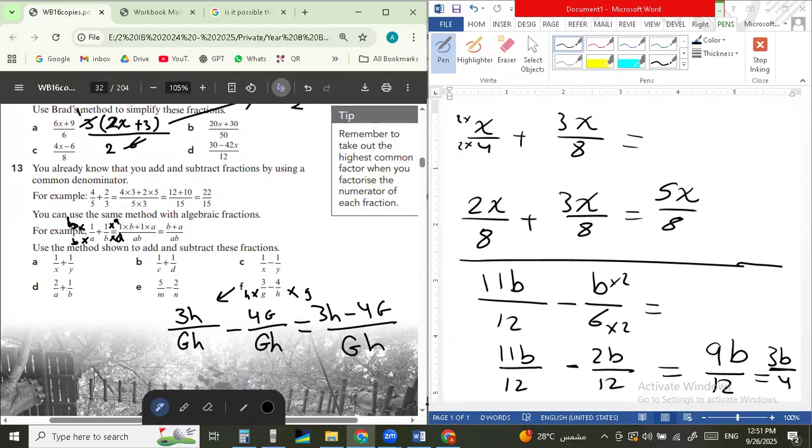Okay, same thing exactly in d. I'm going to multiply down and up here by b, down and up here by a. So 2 times b, 2b, over a times b, ab, plus 1 times a, which is just a, over a times b, ab. The denominators stay the same, ab. 2b plus a over ab.